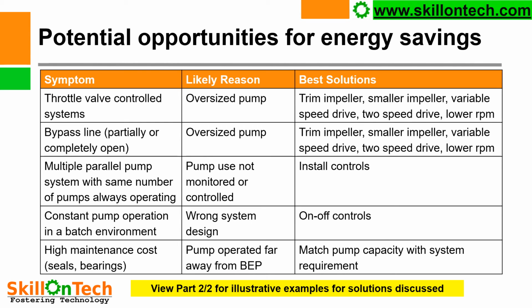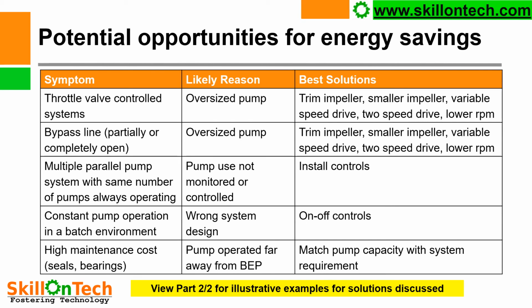Bypass line partially or completely open means your pump is giving excess flow and that you are sending through a bypass line. It means it is an oversized pump. So what are the solutions? Trim impeller, a smaller impeller, variable speed drive, 2-speed drive, and you can reduce RPM also. Multiple parallel pump system with the same number of pumps always operating means you have a continuous requirement of a particular flow and all your pumps are always running in parallel.